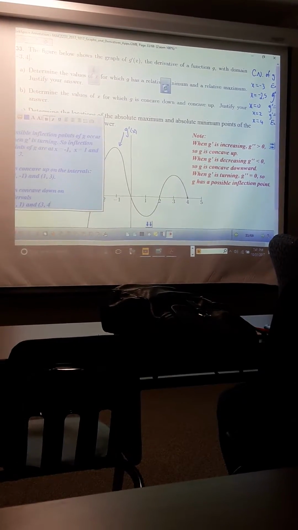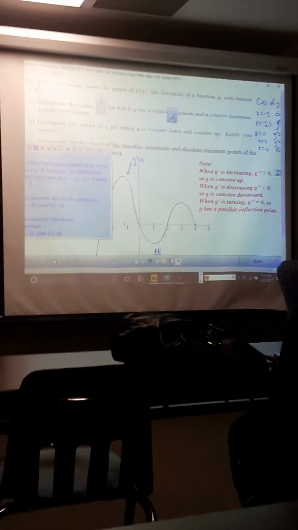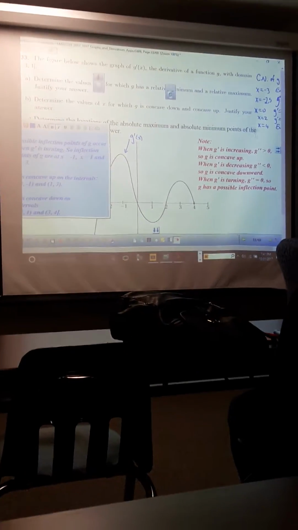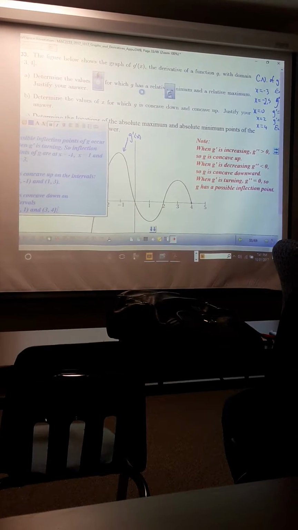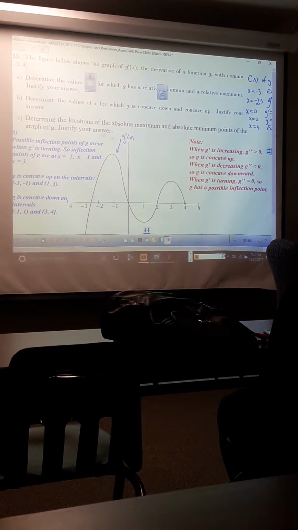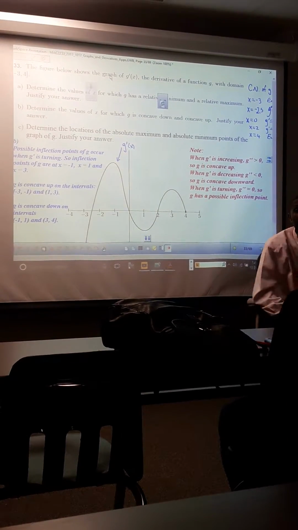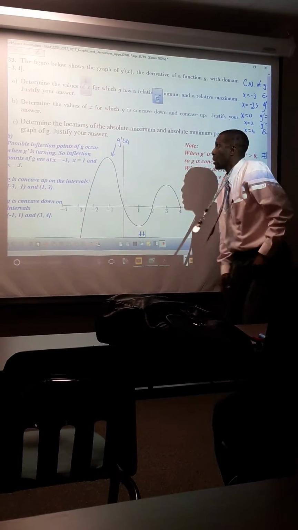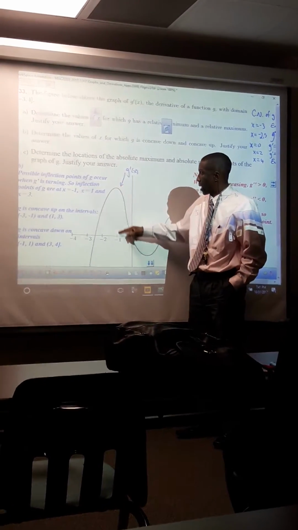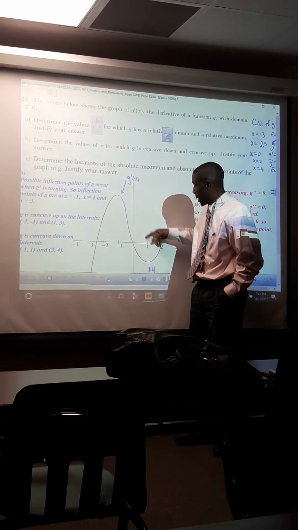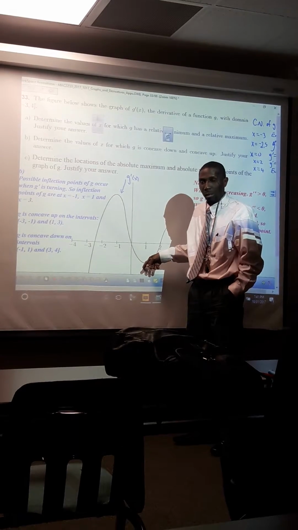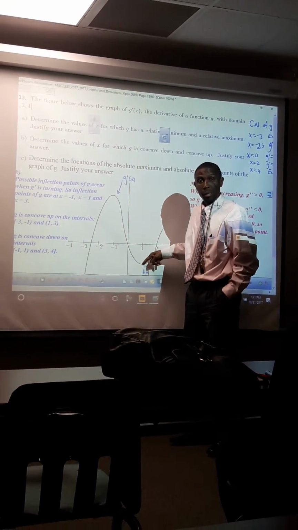Because you start off, when you follow -1, at the top, and then you start decreasing, and then it stops. It gets to 0 at 1 again, on the graph of G prime. G prime starts decreasing when x is -1, and stops decreasing at 1. Which means G is concave down when x is from -1 to 1.